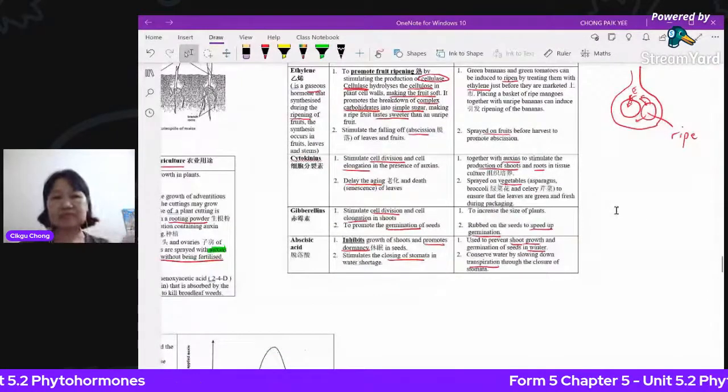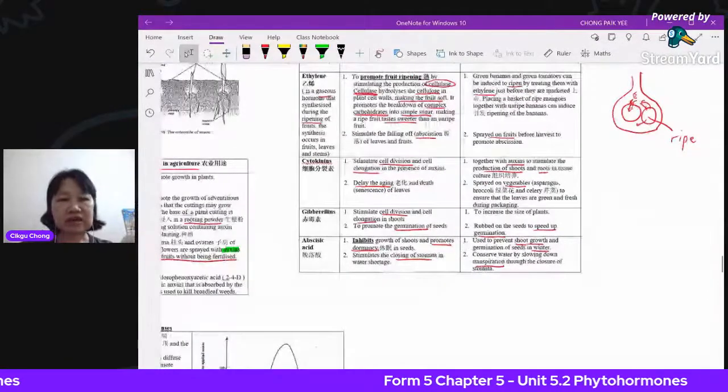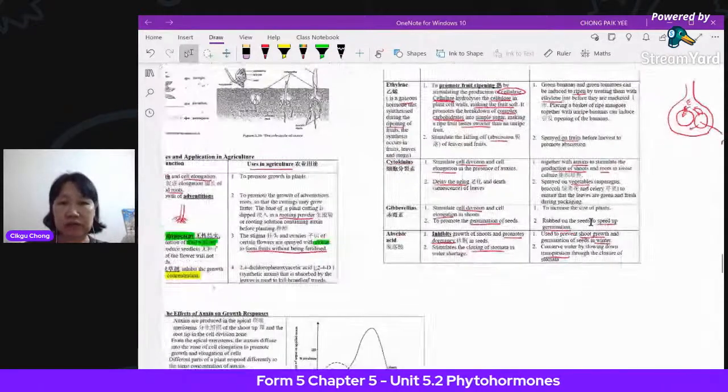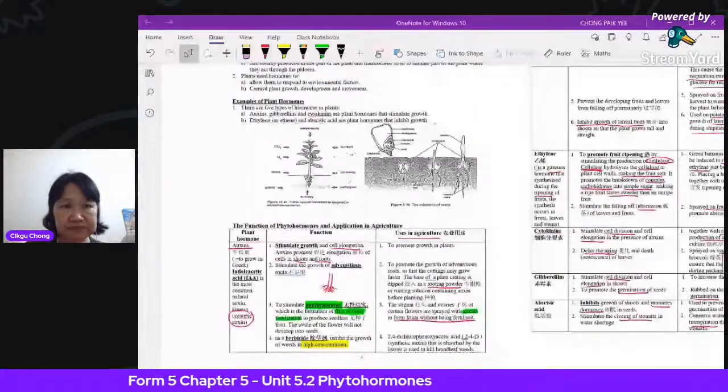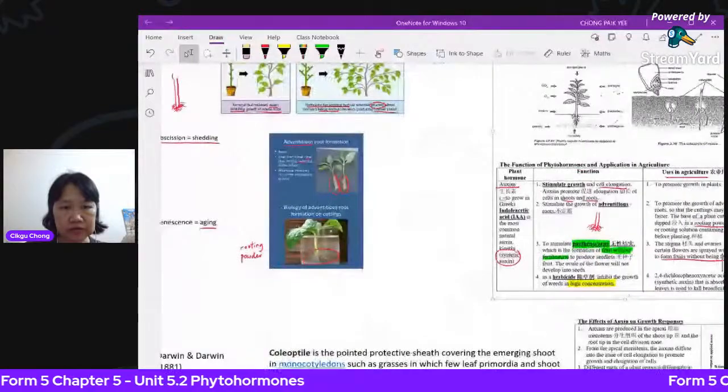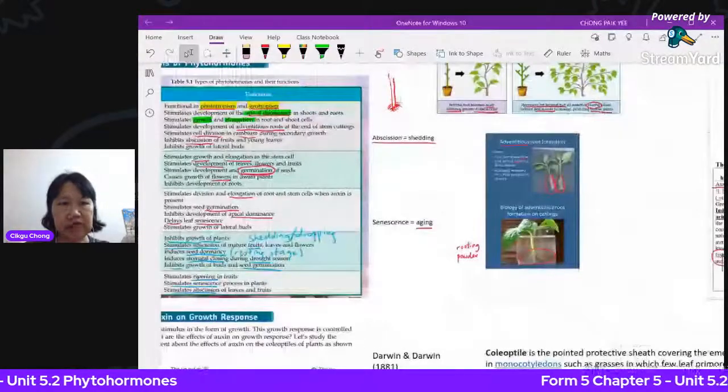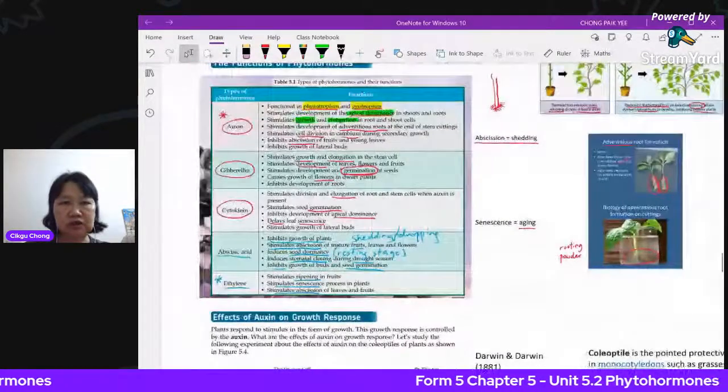Okay, all right. So now let's go on to the effect. First of all, let's look at auxin first. Okay, let me go to this experiment. Effect of auxin on growth response. Now this one. Okay.